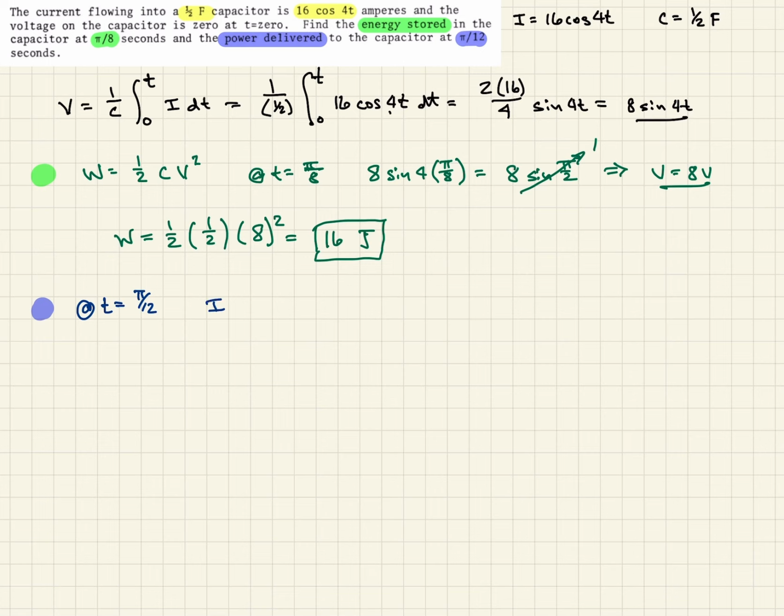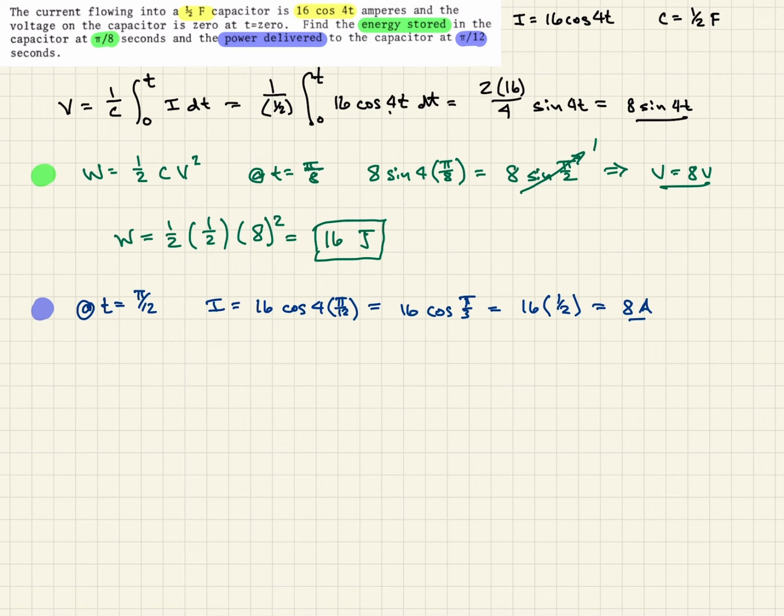So the current, which we've defined up top, will be 16 times the cosine of 4 times pi over 12. And so that's 16 times the cosine of pi over 3. And so that's going to be 16 times 1/2, because that's what the cosine of pi over 3 is. And so that comes out to 8 amps. So we'll need that here in just a minute.